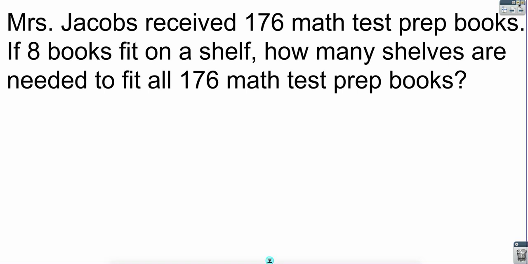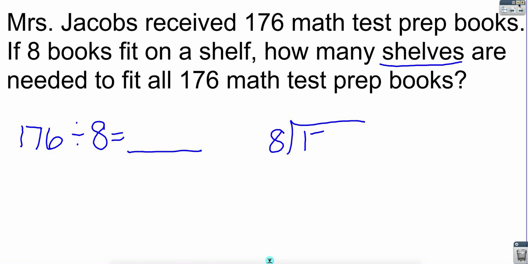So first, I know this is division because I have a total, which is 176. And I'm taking those books and I am dividing them onto shelves. And only 8 fit on a shelf. So I need to know how many shelves I need to actually fit all these 176 books. So it's like I'm taking the 176 and I'm dividing them up onto the shelves. So I am going to be doing 176 divided by 8 equals, and this quotient will tell me how many shelves are needed to hold all 176 books. So I'll be using long division.